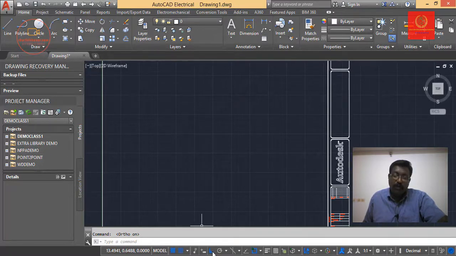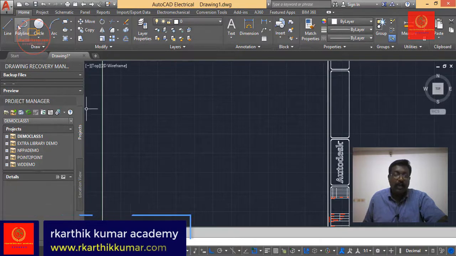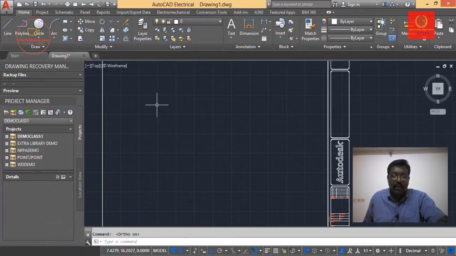The use of ortho mode is that, by using it, I can draw lines which are exactly at 90° to each other. Now let me show you an example.